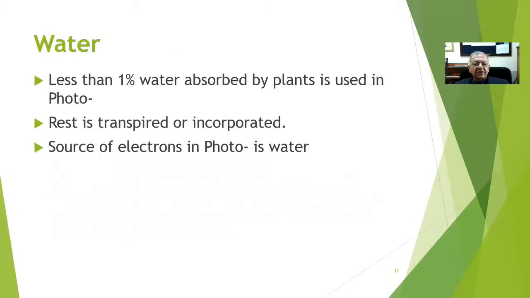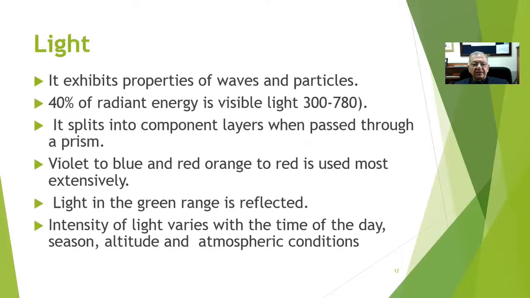The other one is water. Less than 1% of the water absorbed by plants is used in photosynthesis; some of it is transpired, and the rest will take part in chemical reactions. It is incorporated. And as a source of electrons, as you will see, photolysis of water takes place, and it supplies these protons and electrons, and oxygen is released by the breakdown of water.